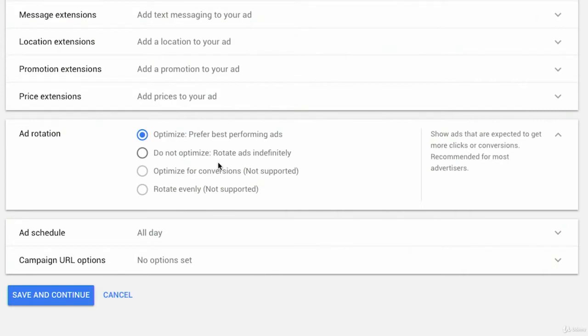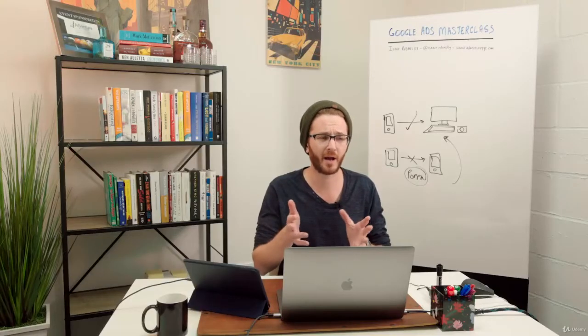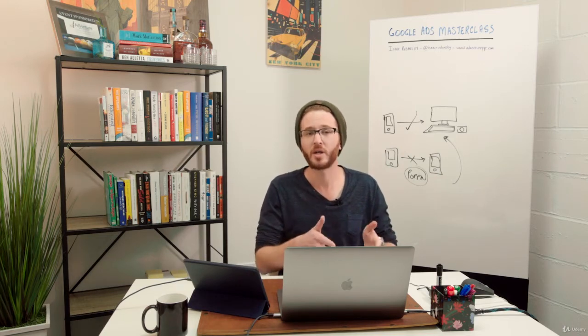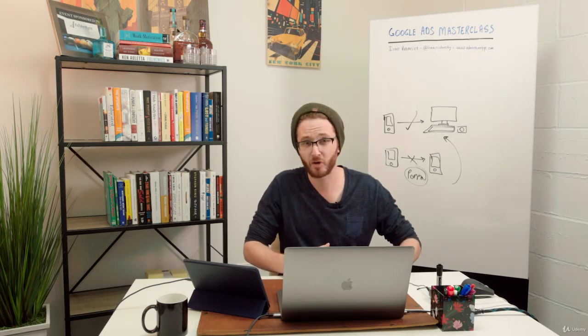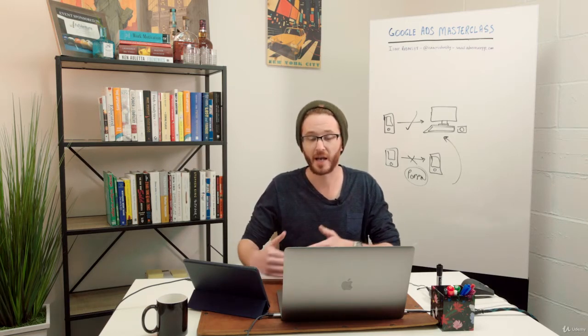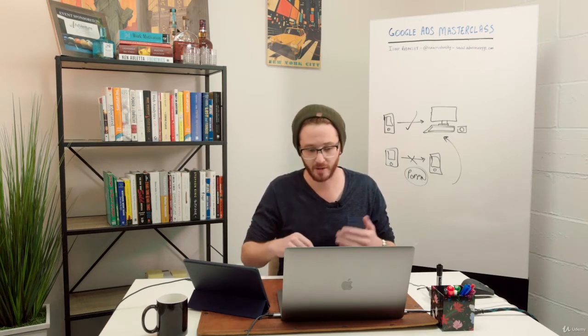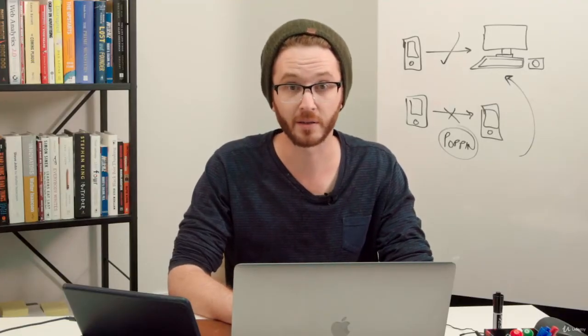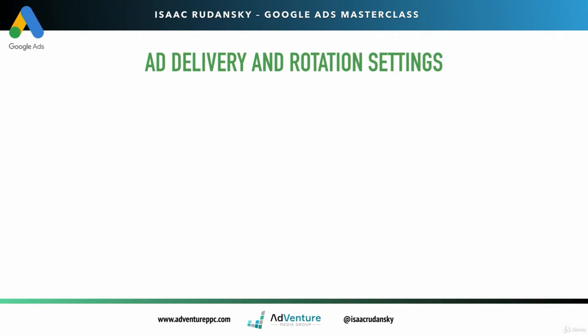To understand, and because a lot of students sort of struggled with what this really meant, you need to understand the relationship between ads in an ad group, potential search terms, keywords, etc. And I made a slide to help us understand that. So let's just quickly jump into that, and I think you'll have a much better understanding of what these settings really mean. So ad delivery and rotation settings.